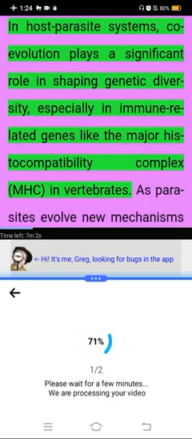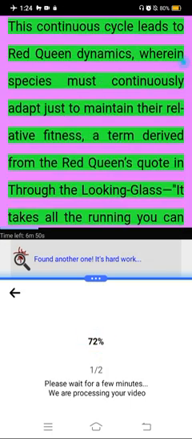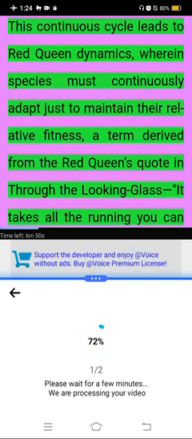In host-parasite systems, coevolution plays a significant role in shaping genetic diversity, especially in immune-related genes like the major histocompatibility complex (MHC) in vertebrates. As parasites evolve new mechanisms to evade host defenses, hosts reciprocally evolve diverse and effective immune responses. This continuous cycle leads to Red Queen dynamics, wherein species must continuously adapt just to maintain their relative fitness, a term derived from the Red Queen's quote in Through the Looking Glass: "It takes all the running you can do to stay in the same place."